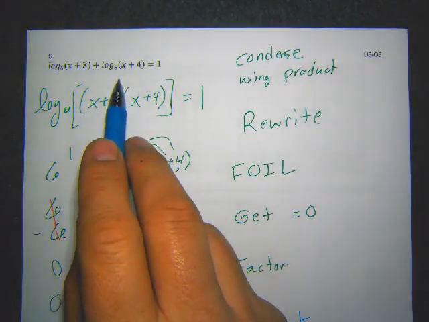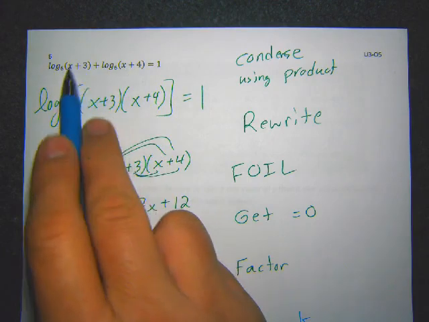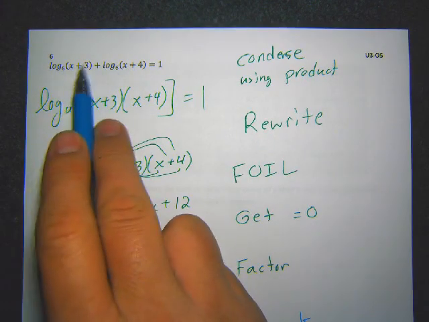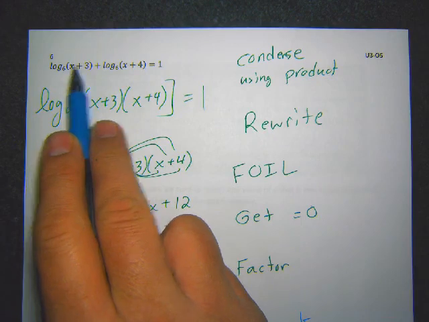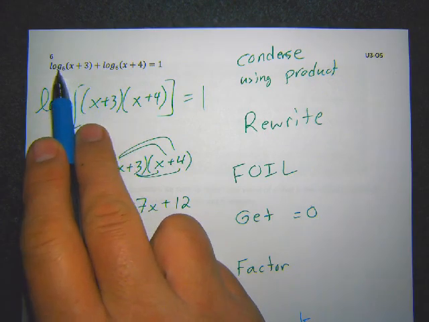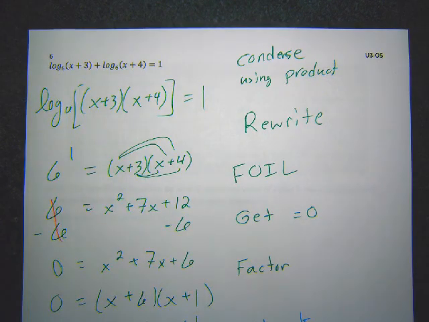You always have to go back, plug the number in, see does it make the insides negative. If you try and put the log in there with negative 6 plus 3, which is negative 3, you put log 6 of negative 3, your calculator will tell you it doesn't work. It doesn't exist because you can't do logs of negatives.